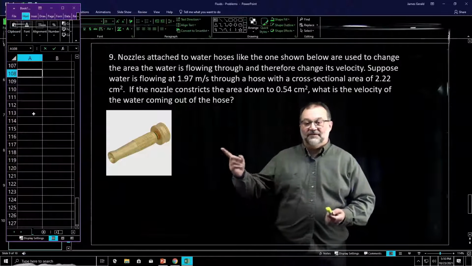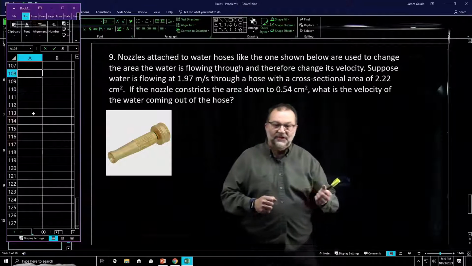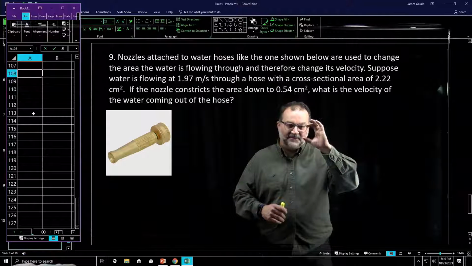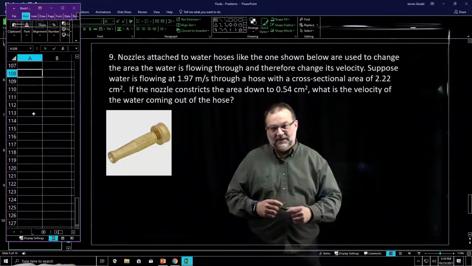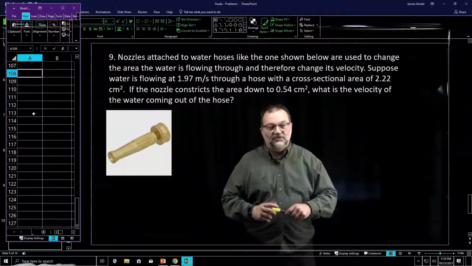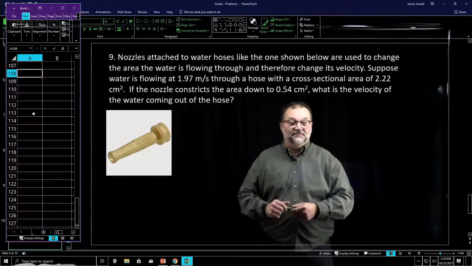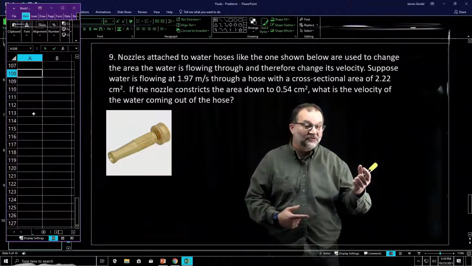In problem 9, we have a nozzle that's on the end of a water hose. As you adjust the nozzle, you're basically making the area smaller or larger for the water to flow through. As you make it smaller, the water has to go faster, because the same amount of water is flowing through the hose whether you've got that nozzle all the way open or partially closed.